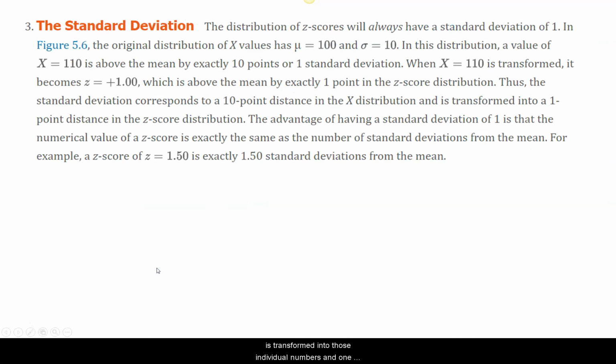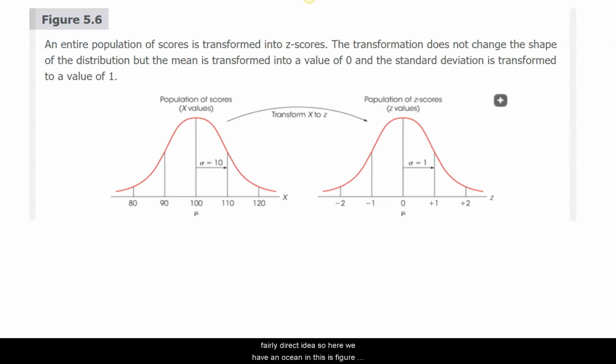And one other property, the distribution of z-scores will always have a standard deviation of 1. And I would reference you to 5.6. The original distribution of x values has a mu of 100 and a standard deviation of 10. When we transform it, a value of 110 will be exactly 10 points, or one standard deviation, above. So fairly direct idea.